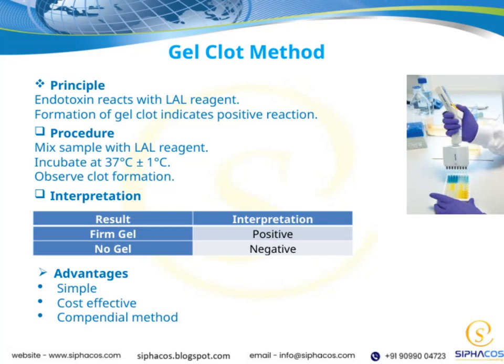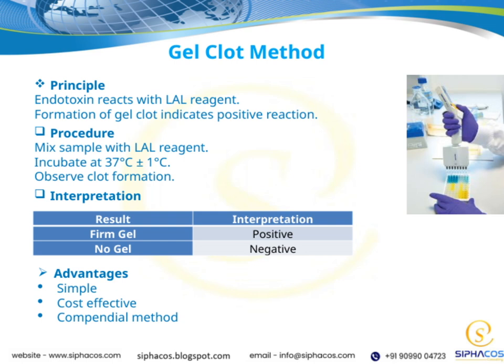Let's look at the advantages of this method. It's simple and cost-effective, making it accessible for many labs. The test uses a compendial approach, meaning it's standardized and reliable. Here's how it works: endotoxins react with the LAL reagent, and if a gel clot forms, that's a positive result.